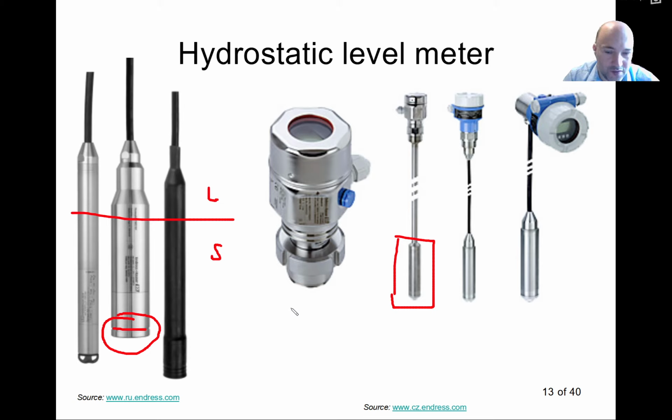So this kind of liquid level meter is not suitable for applications where we have many sediments, because of those reasons. On the other hand, it does not have any problem with bubbles, and it does not have any problem with foam, because we measure at the bottom, and the bubbles will go up, and the foam will also be up, and we don't care in this kind of sensor.